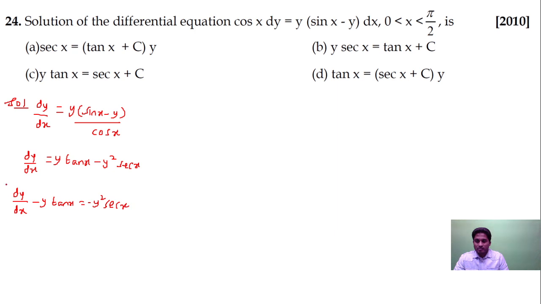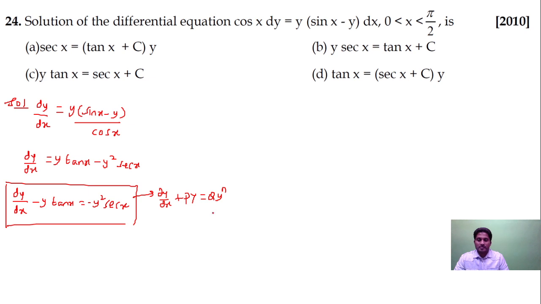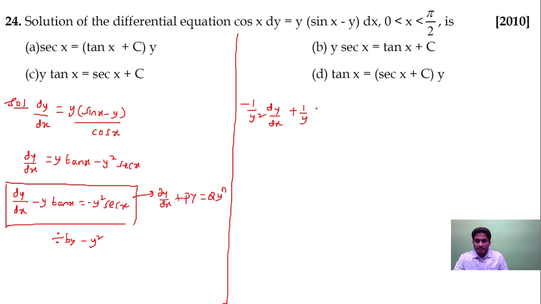So this is actually Bernoulli's differential equation. This is of the form dy by dx plus py is equal to qy to the power of n. What I'll do is I'm going to divide by minus y square. So this becomes minus 1 by y square into dy by dx. Minus and minus is plus. This is 1 by y into tan x is equal to sec x.